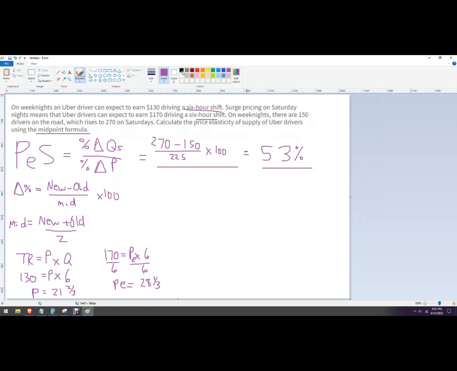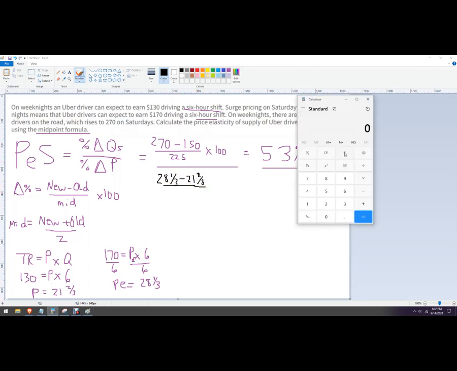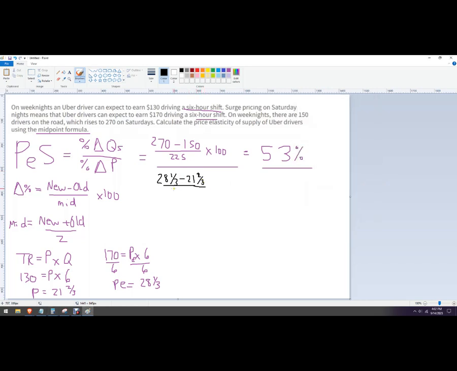130 divided by 6 is 21 and 2/3. Okay, so now we're going to plug it in just like we did here. So our weekend, what was it? Yeah, weekend will be 28 and a third minus weekday 21 and 2/3 divided by the midpoint between the two. So I'm going to add those two together. So 28 plus 21, and then 1/3 plus 2/3 is 50. Half of 50 is 25 times 100.